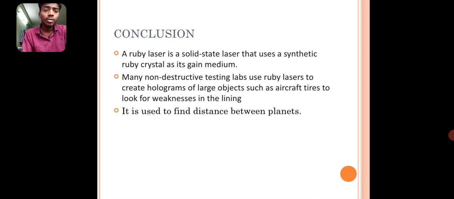Conclusion: a ruby laser is a solid-state laser that uses a synthetic ruby crystal as its gain medium. Many non-destructive testing labs use ruby lasers to create holograms of large objects such as aircraft tires to look for weakness in the lining. It is used to find the distance between planets. Ruby lasers have many other uses as well.